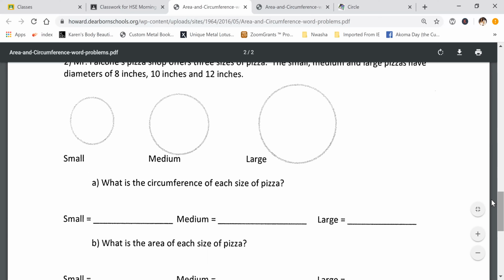Okay. Now for that same pizza, it's going to ask you what is the area. So now what number do you need? The radius. You need the radius of the small pizza. So when you're writing your formula, you should be saying 4 squared times 3.14. So what is the area of the small pizza?